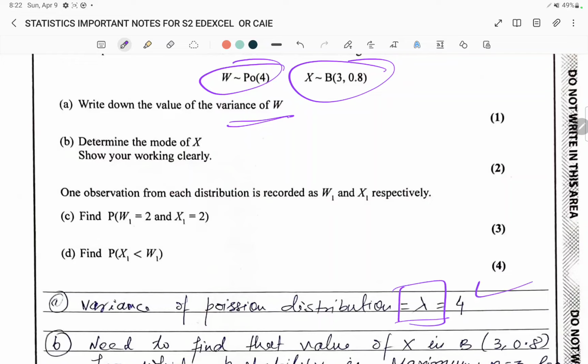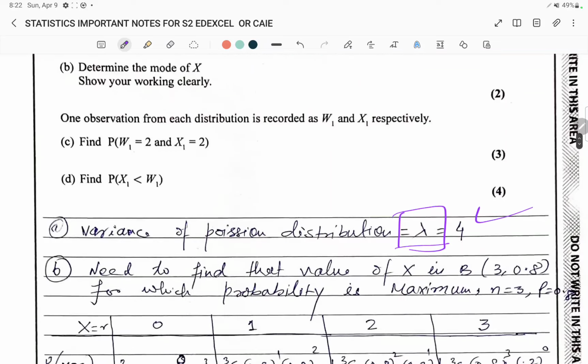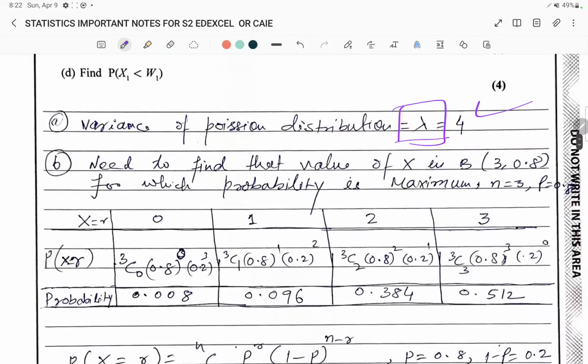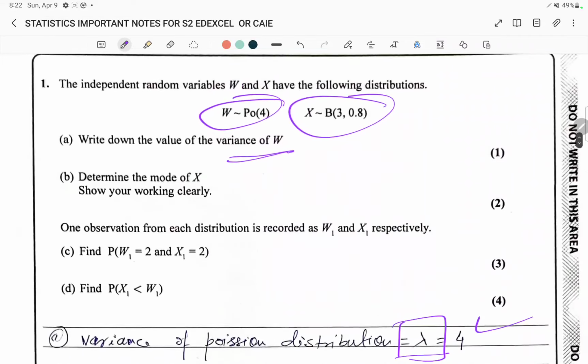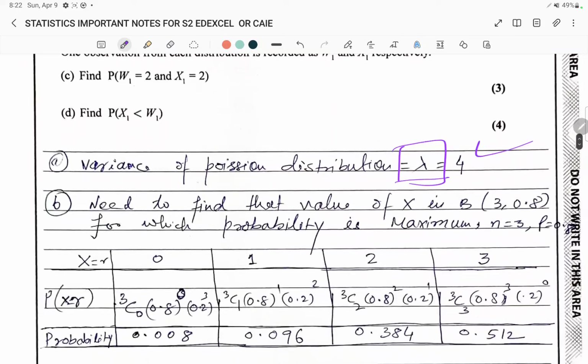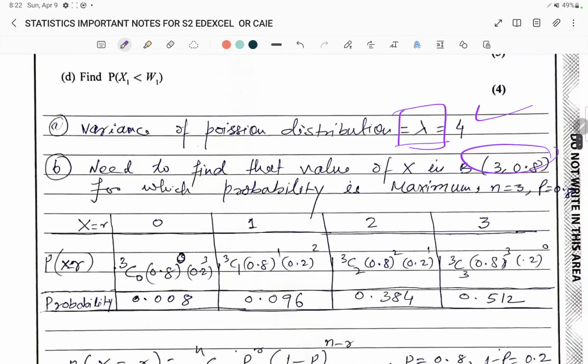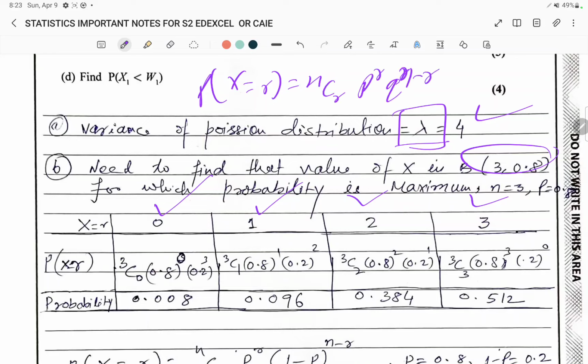Determine the mode of X. For this we need to find the distribution, and see this is binomial with n = 3 and p = 0.8. So x equals r can be 0, 1, 2 and maximum 3 because n is 3 only. I'm trying to find the probability for all cases, but again I will revise. P of X equals r is nCr p to the power r q to the power n minus r, right?